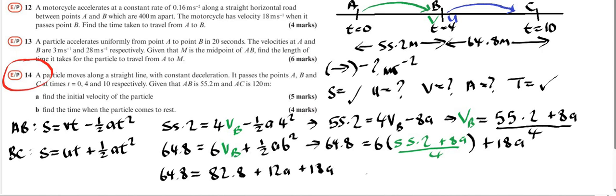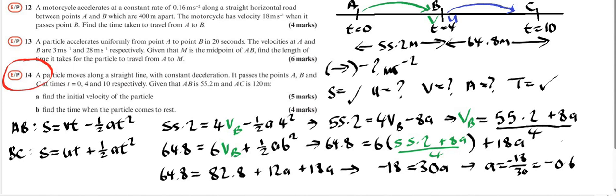If I collect together the like terms, I can take away 82.8 from both sides. Minus 18 equals, putting my a's together, 30 lots of a, and then a is equal to negative 18 over 30, which is negative 0.6. So there is my acceleration.